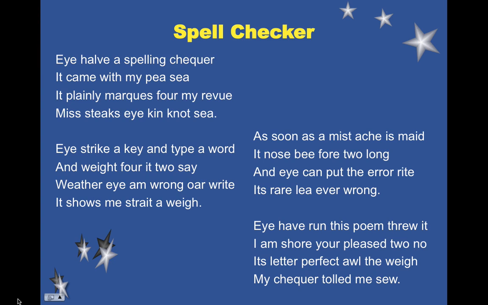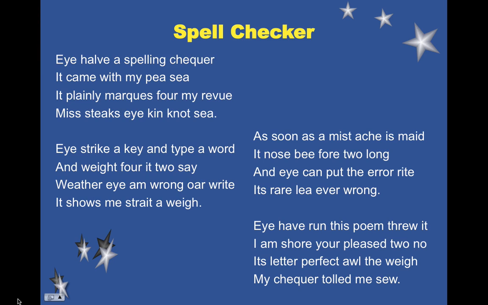So I have a spelling checker. It came with my PC. It plainly marks for my review mistakes I cannot see. I strike a key and type a word and wait for it to say whether I am wrong or right. It shows me straight away. As soon as a mistake is made, it knows before too long, and I can put the error right. It's rarely ever wrong. I have run this poem through it. I'm sure you're pleased to know it's letter perfect all the way. My checker told me so.